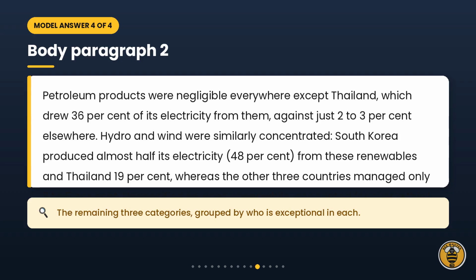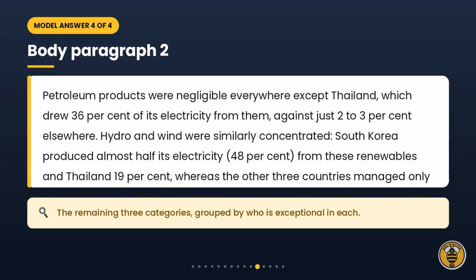South Korea produced almost half its electricity, 48%, from these renewables, and Thailand 19%, whereas the other 3 countries managed only 3 to 5%. Unspecified sources, meanwhile, accounted for over a third of output in Thailand, Singapore, and Japan.